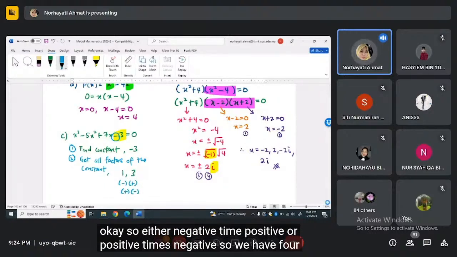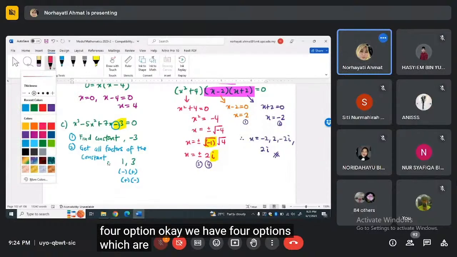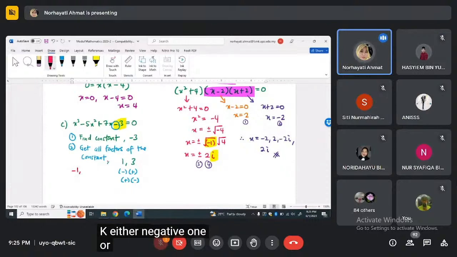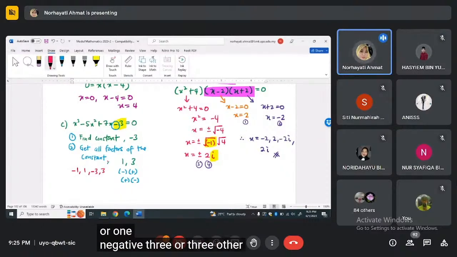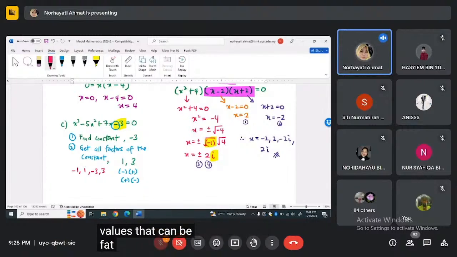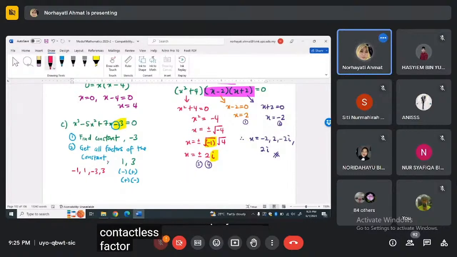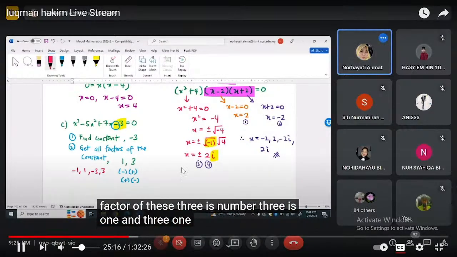So we have 4 options. Which are, okay, either negative 1 or 1, negative 3 or 3. Ada 4 values that can be solution to this polynomial. Faham tak kelas? So dia tahu factor of number 3 is 1 and 3.